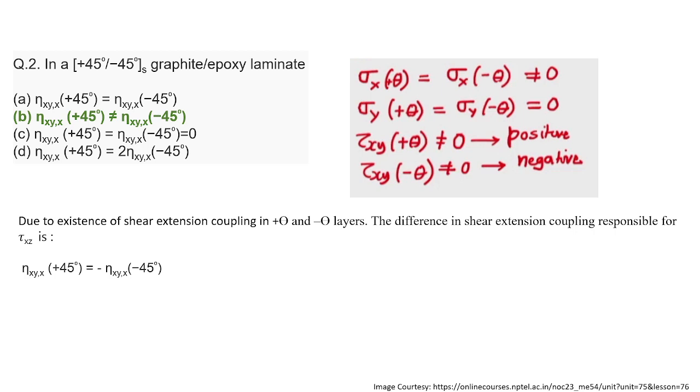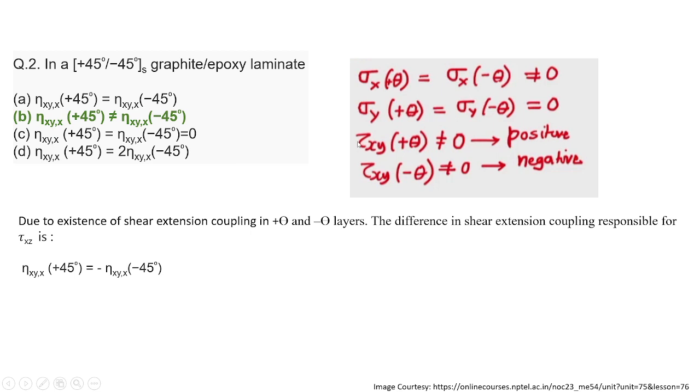Next question is, in a plus 45-degree and minus 45-degree symmetric graphite epoxy laminate, what will be the relation between the shear extension coupling? As you can see, for a plus minus theta symmetric laminate, this is the values we get, that is the stress in x direction for plus and minus will be not equal to 0 and will be equal, whereas in y direction it will be equal to 0, and the shear stress for the plus and minus theta laminates will be equal but opposite to each other, that is, for positive theta it will be positive and for the negative theta it will be negative.